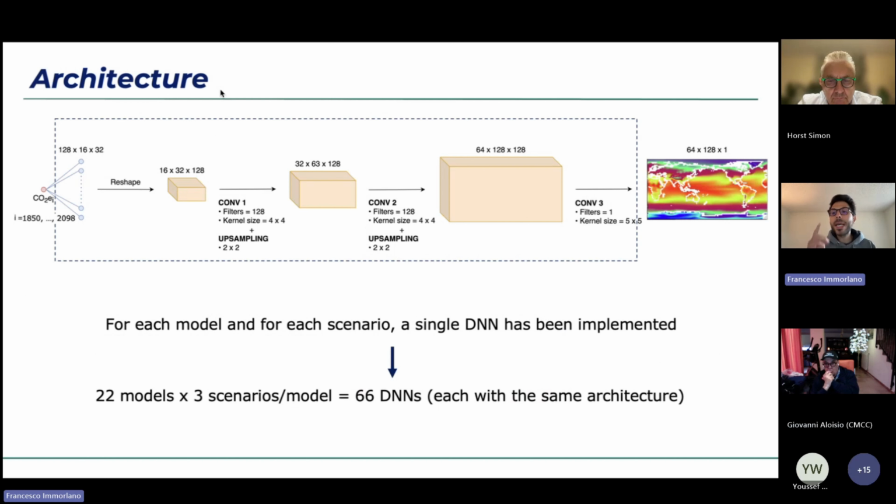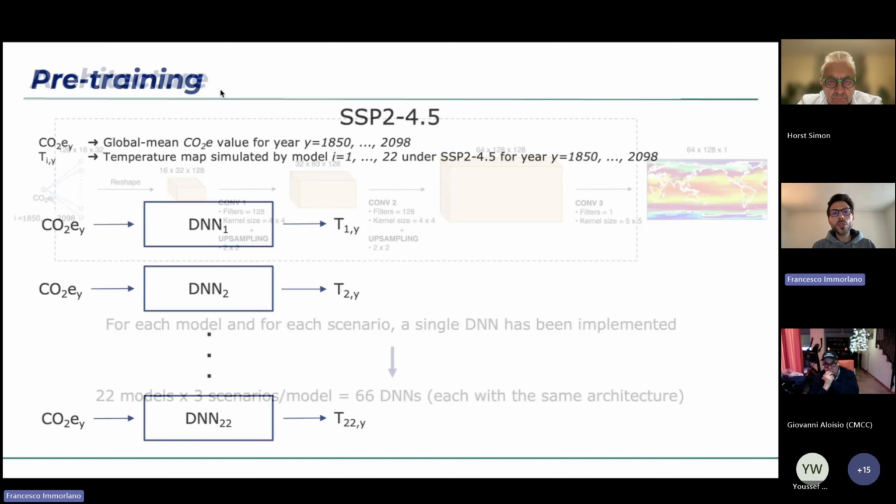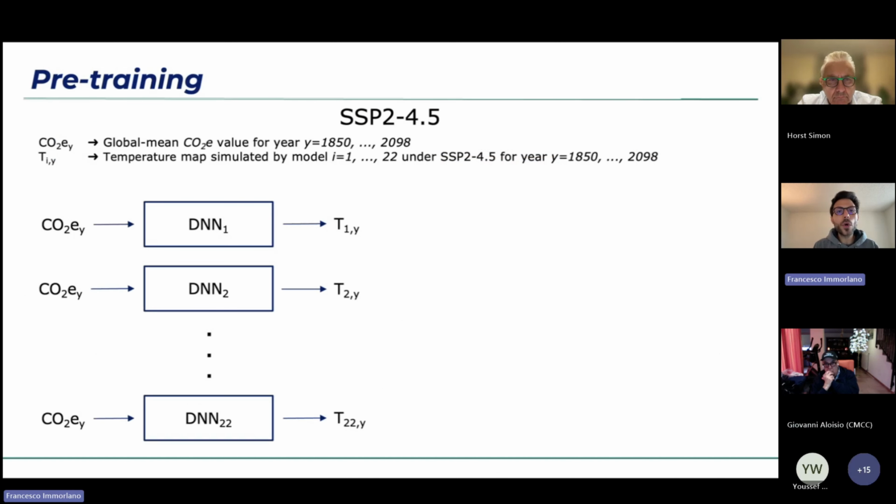We implemented a single DNN for each model and for each scenario, so for a total of 66 DNNs, each with the same architecture. Concerning the pre-training, let's focus on SSP245, just for simplicity, and a single DNN is trained on a single simulation for each scenario.